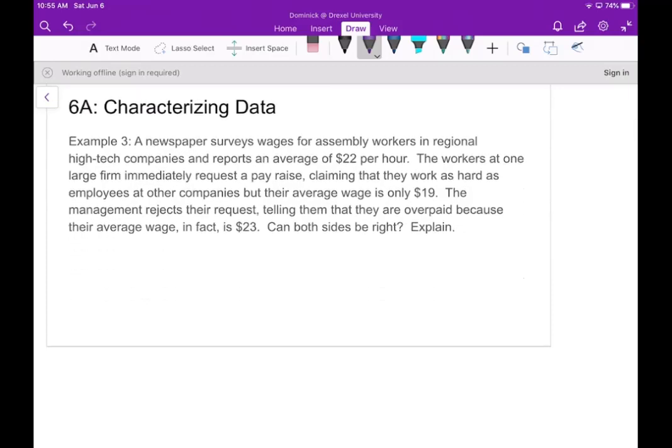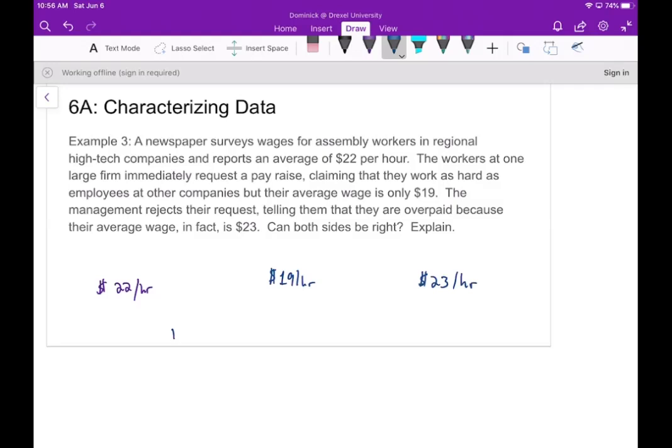Now, a newspaper surveys wages for assembly hours in regional high-tech companies and reports an average of $22 per hour. Then the workers at one large firm immediately request a pay raise, claiming that they work as hard as employees at other companies, but their average wage is only $19. Now, management rejects the request, telling them that they are actually overpaid because their average wage is in fact $23. And of course, can both sides be right?